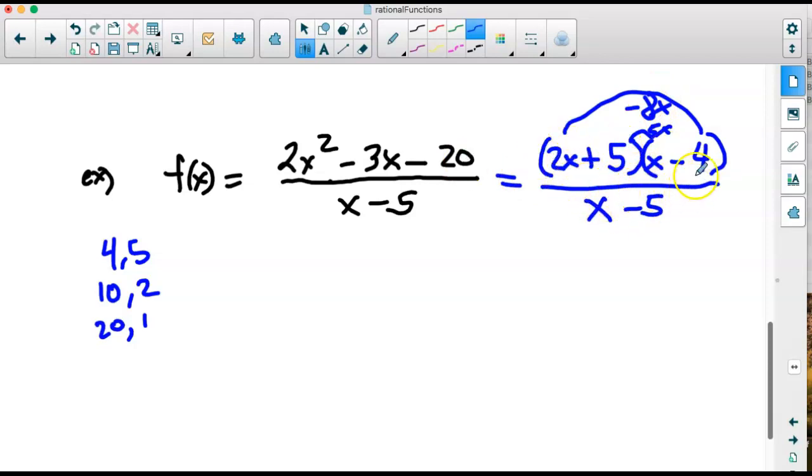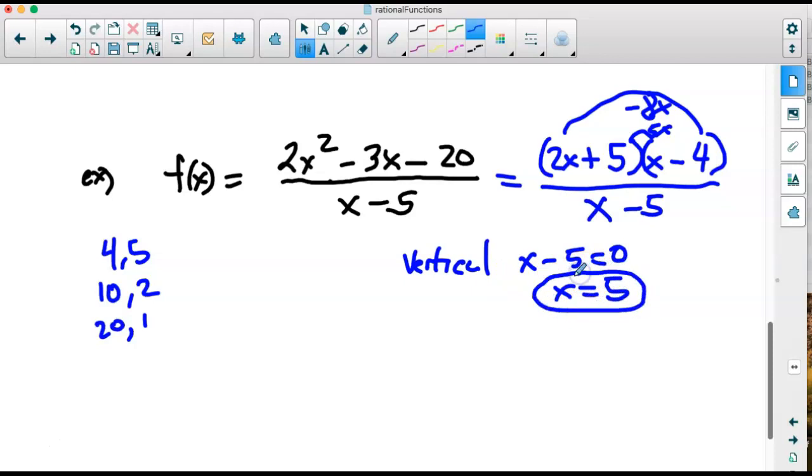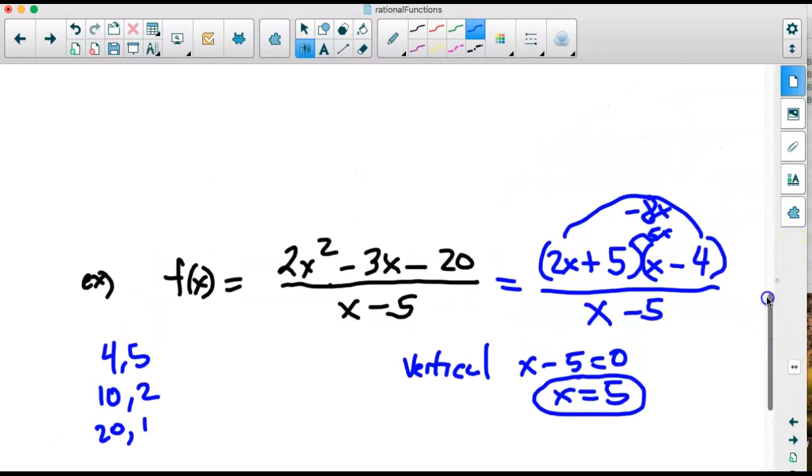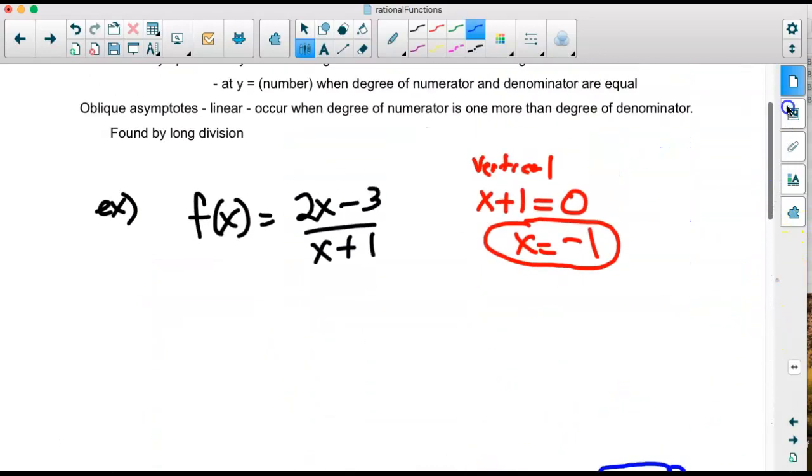So this doesn't reduce at all. So I do have a vertical at x minus 5 equals 0. So x equals 5. So I do have a vertical on this one as well. I don't have a hole. It doesn't reduce out. Okay, so that's how we find vertical asymptotes.